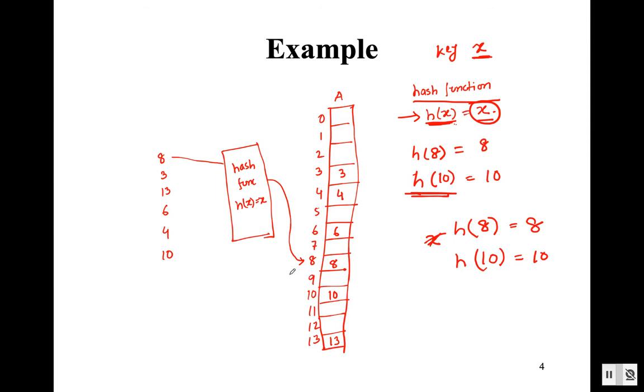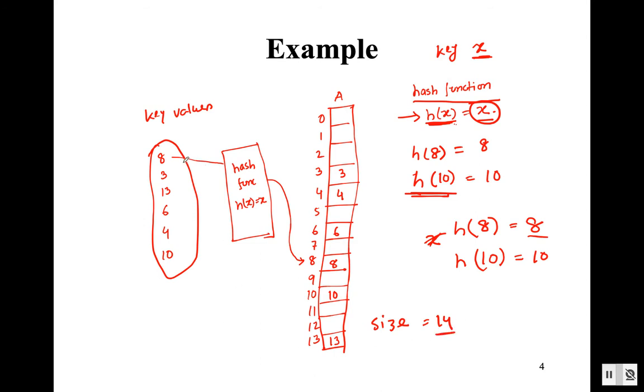All right, so this hash value is just the index of the array where we are going to store the value. For example, let's say these are our key values, and we want to store them in the hash table. A hash table is a fixed size array, and here the size of the array is 14.